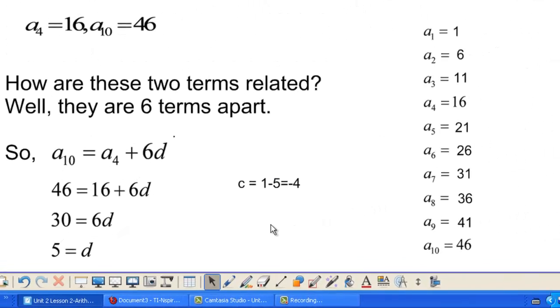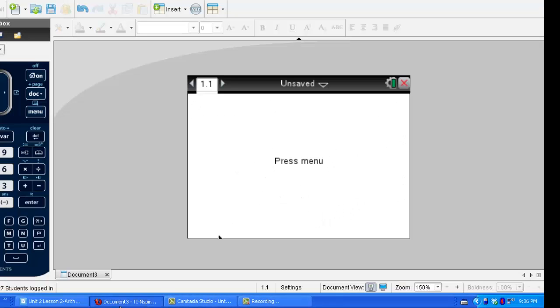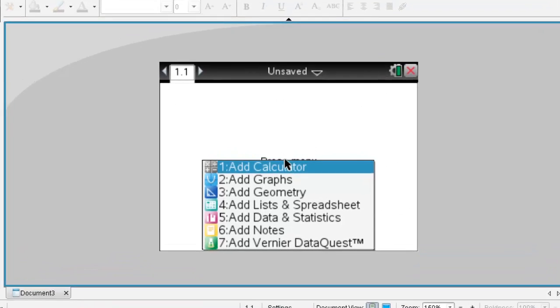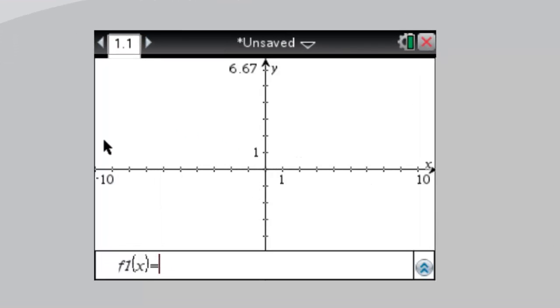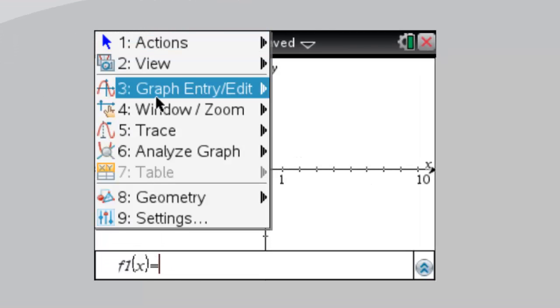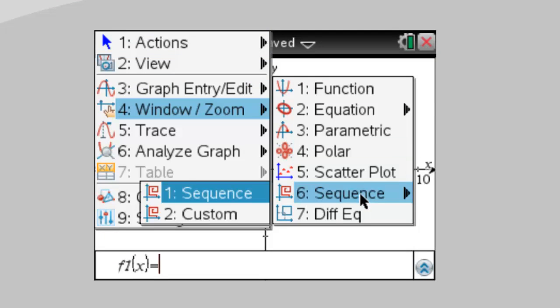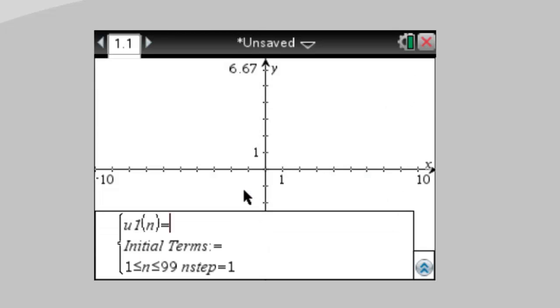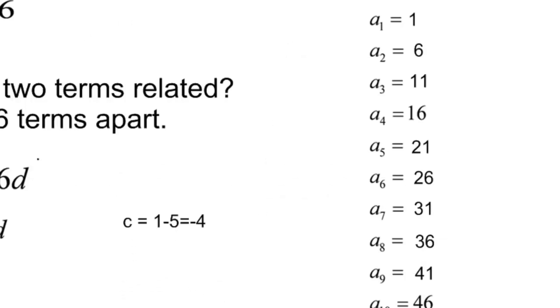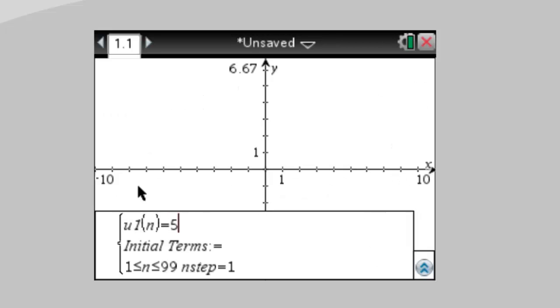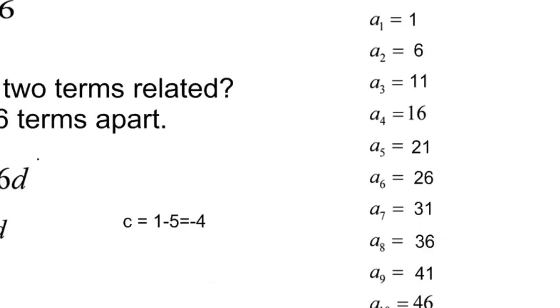So when I go and type this into my graphing calculator, I want to make sure I pull up a graphs page. I need to set the graph entry edit to sequence. And my common difference of this problem was 5. So I have 5n. And then my C value was -4.